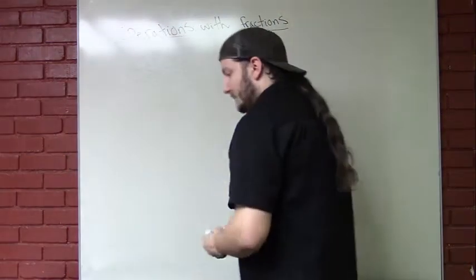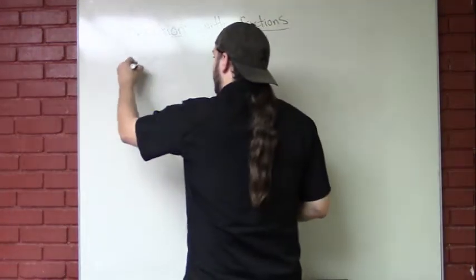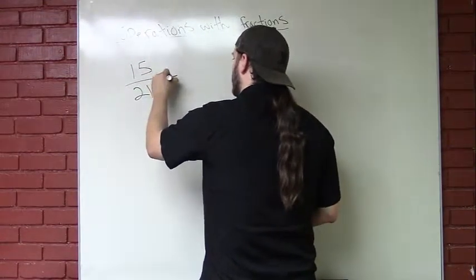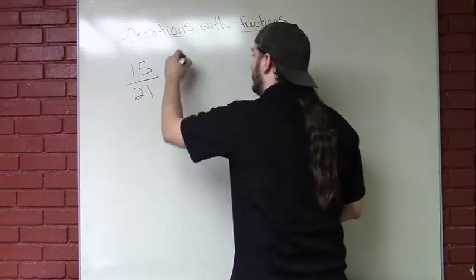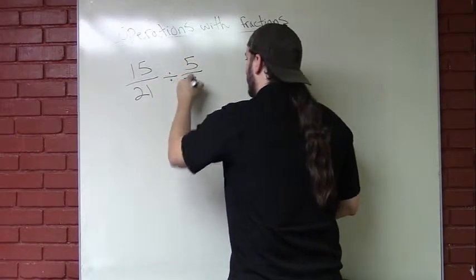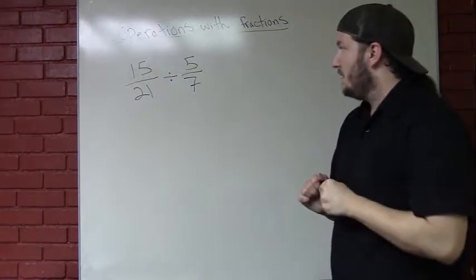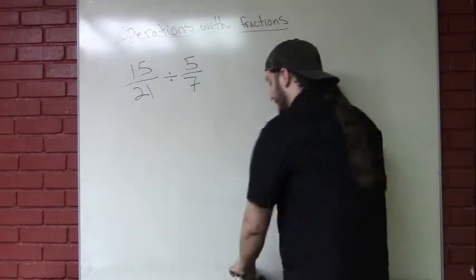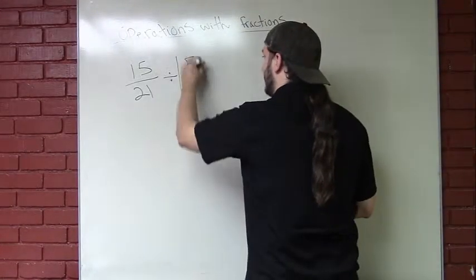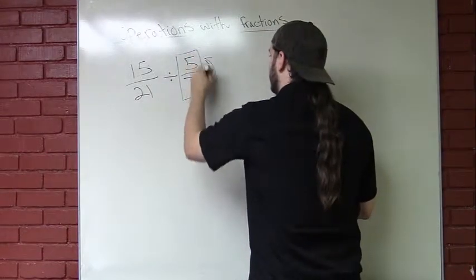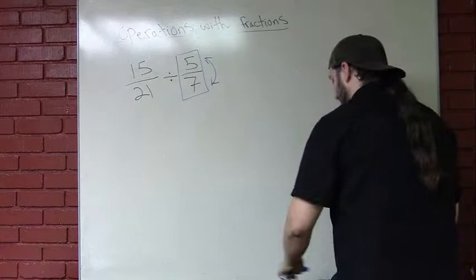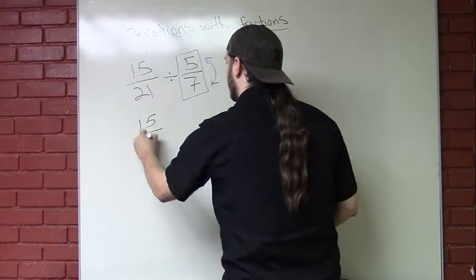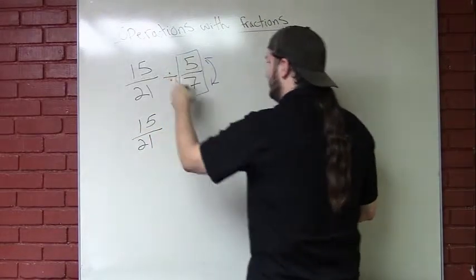Alright, so after multiplication, it is division. So we got 15 divided by 21 divided by 5 over 7. Now, you're going to like these guys, because if you understand multiplication, you're going to understand division. Because what you do is you just take this back guy here, and you just flip it upside down. Okay, so that's your first step. So you got 15 over 21, and then you flip this guy upside down.